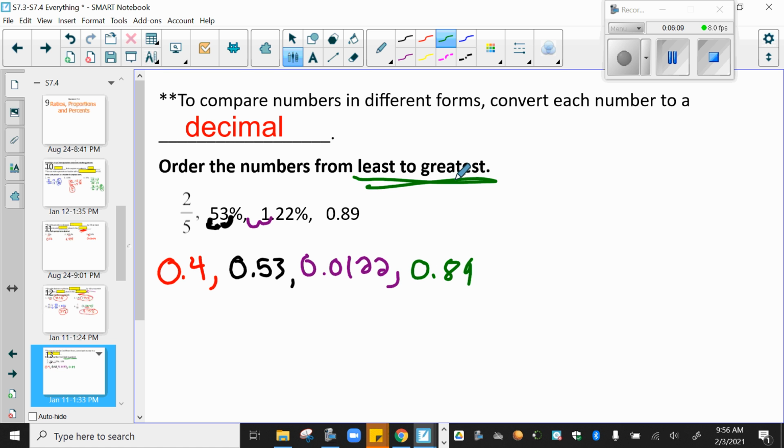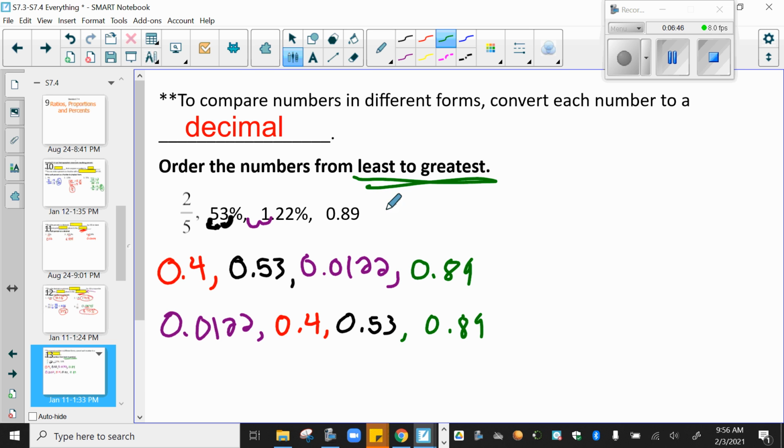We want to go from least to greatest after we get them all converted. You have to show me every line of work. So let's move them from least to greatest. We're going to start before the decimal. They're all zeros, so they're all in contention. Next after decimal, we have a 4, a 5, a 0, and an 8. We want to go from least to greatest, so we're going to start with that 0. So 0.0122. Then 0.4. Then 0.53. Then 0.89.